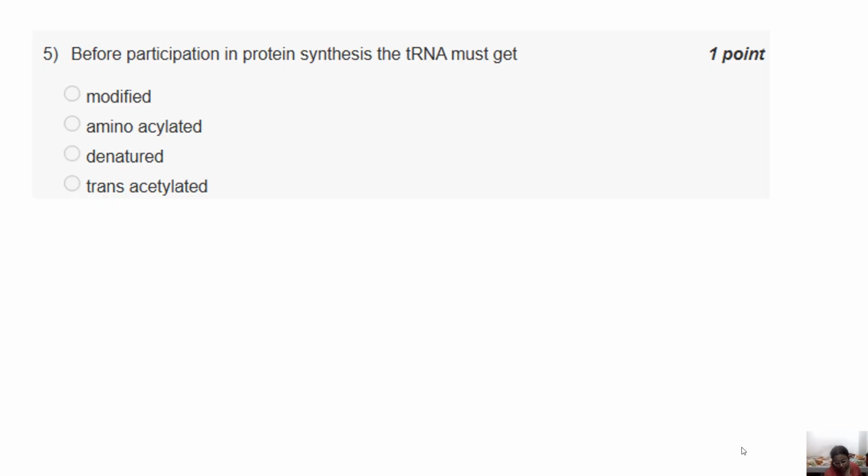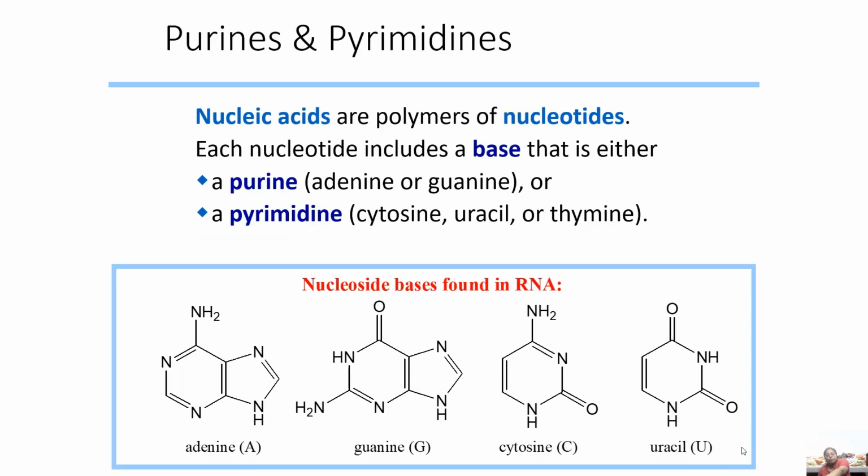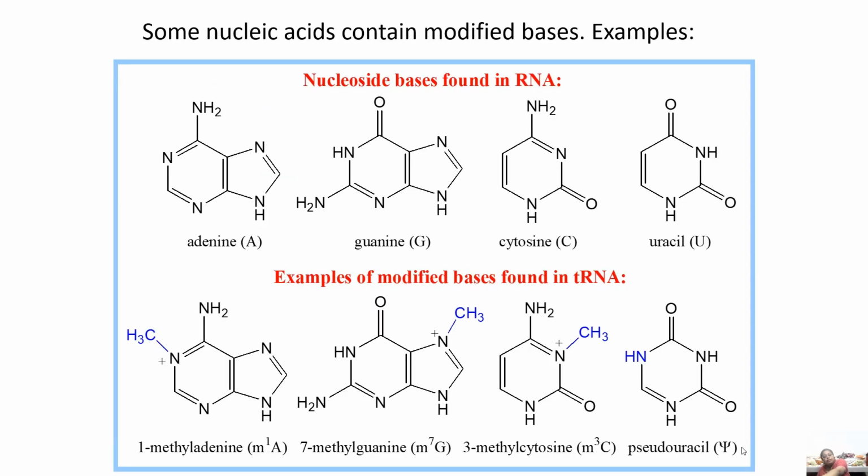Okay. So the answer will be aminoacylated, right? If we talk about the basics of molecular biology, we know the central dogma: maintenance of genes through gene replication, transcription of information from DNA to mRNA, and translation of mRNA into protein. We know nucleic acids are polymers of nucleotides. Each nucleotide includes a base that is either a purine, adenine or guanine, or a pyrimidine, cytosine, uracil, or thymine. Some nucleic acids contain modified bases. For example, nucleoside bases found in RNA include modified bases found in tRNA.